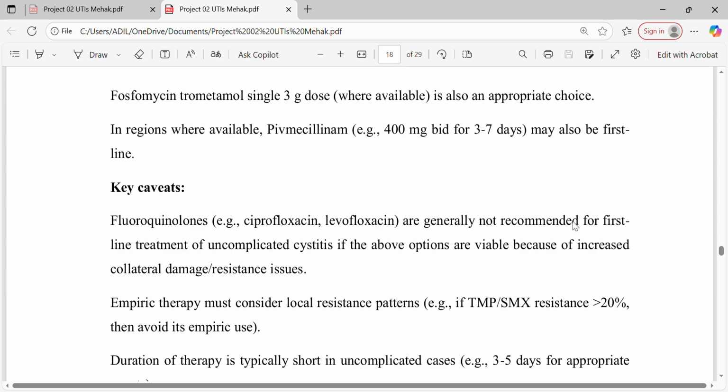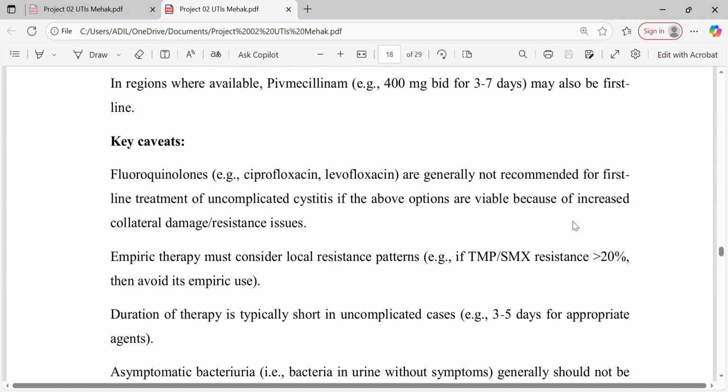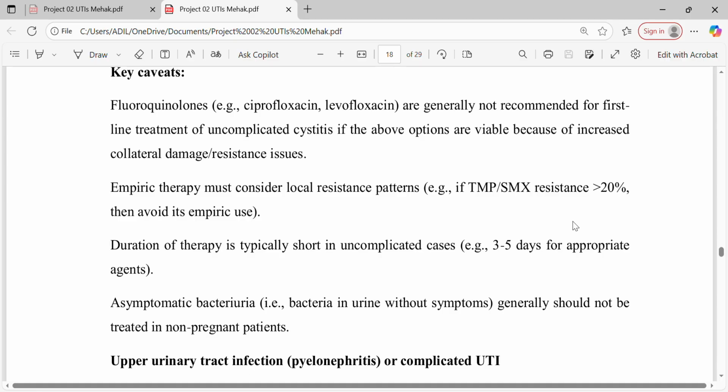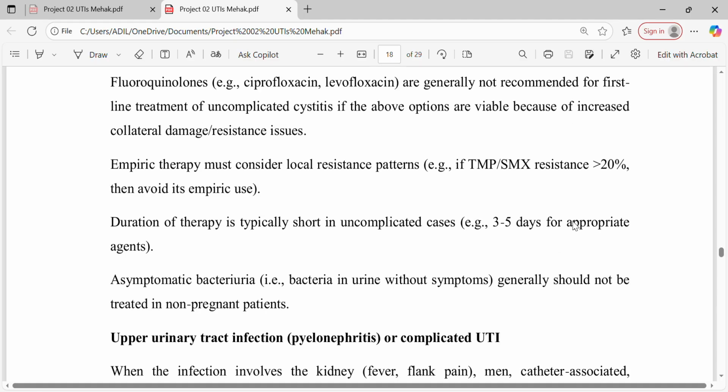Key caveats. Fluoroquinolones are generally not recommended for first-line treatment of uncomplicated cystitis if the above options are viable, because of increased collateral damage and resistance issues. Appropriate therapy must consider local resistance patterns, and avoid empiric use. Duration of therapy is typically short in uncomplicated cases, for example 3 to 5 days for appropriate agents. Asymptomatic bacteriuria generally should not be treated in non-pregnant patients.